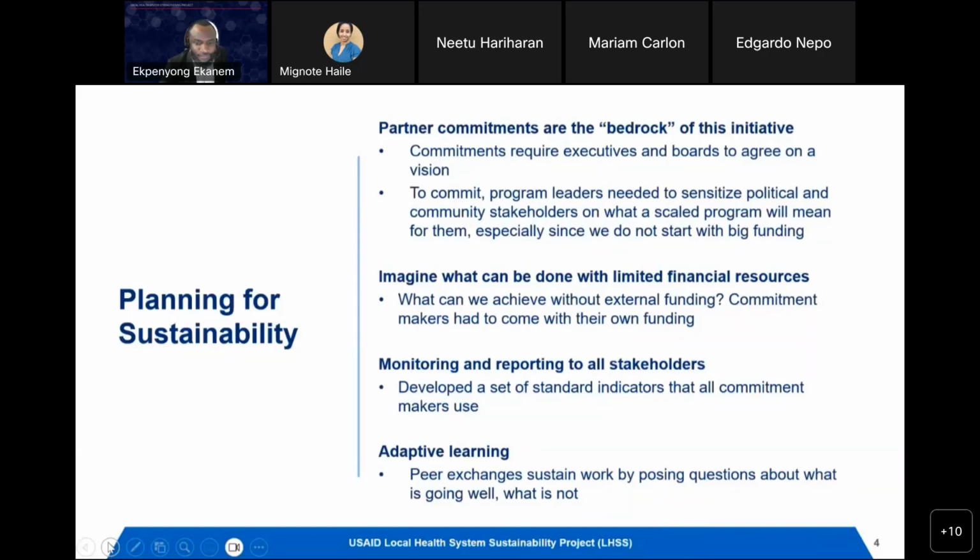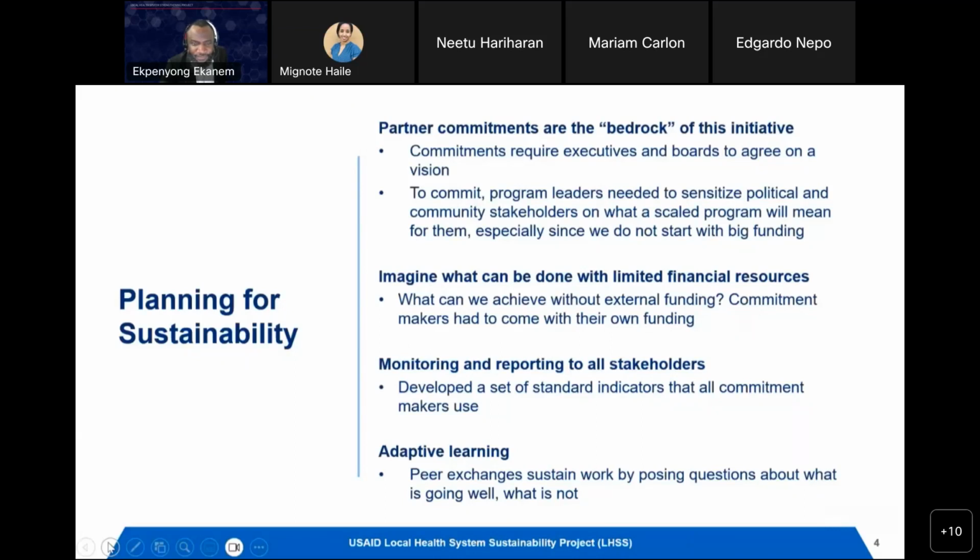When you imagine what can be done with limited resources, it creates new avenues of creativity. Some are doing better at mobilizing resources, and that creates good learning for the others. Planning also means building accountability. We created a monitoring and reporting plan with a standard set of indicators. We have a large list of possible indicators, but we mandate reporting on a few. This way, all keep up with each other's progress.